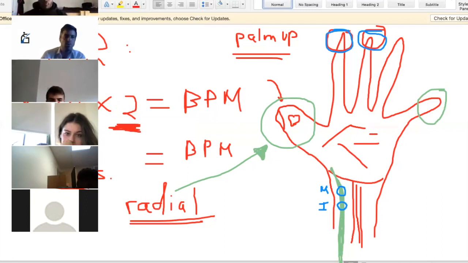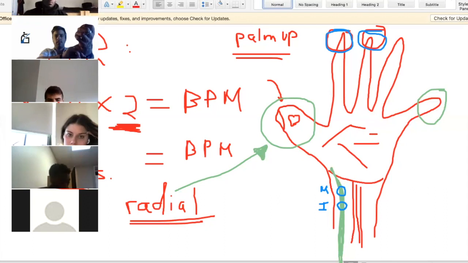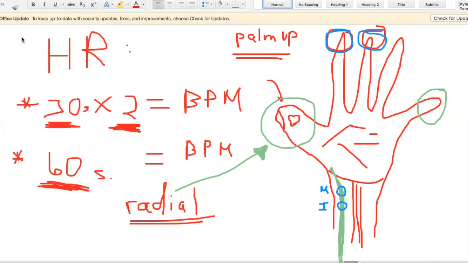For the ladies who are doing lacrosse and for the individuals who are highly trained athletes, your heart rate's going to be pretty low, your blood pressure is going to be relatively low as well, and therefore it might even be difficult to actually palpate your radial pulse. But usually people are alive, and people who are alive have pulses, so it should be pretty reasonable.